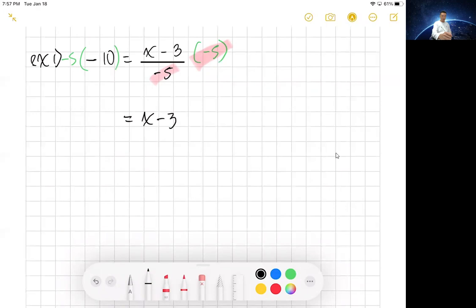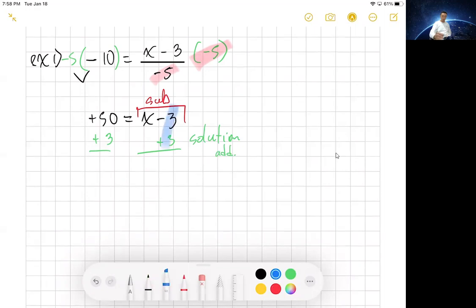Right? Besides, those are gone. And over here, negative 5 times negative 10 gives me positive 50. Now I'm going to go ahead and cancel by adding, because this is a subtraction relationship. Right? It's a subtraction relationship. So the solution is addition. So we end up with x equals 53. It's your final answer.